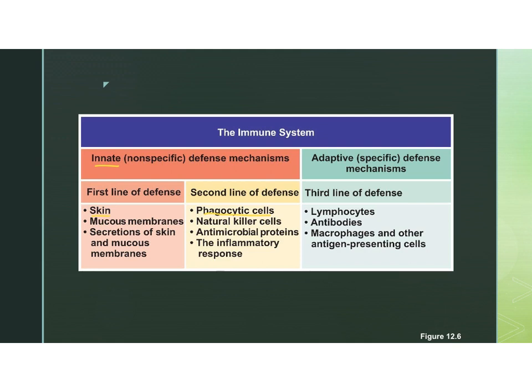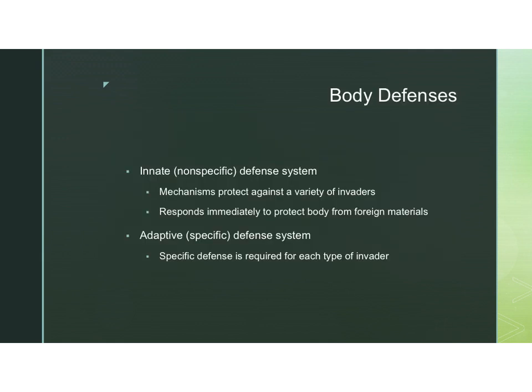Adaptive or specific defenses mean that we can become immune to specific pathogens, and so that's the third line of defense, and it includes things like lymphocytes and antibodies. So the innate or non-specific system protects us against a variety of different invaders, and it responds immediately to protect us from foreign materials. The adaptive defense system or specific immunity is required for each type of invader. And so you've got kind of the first response team, that's your innate immunity, and then the specific response team, which can go after individual targets with the adaptive defense system.